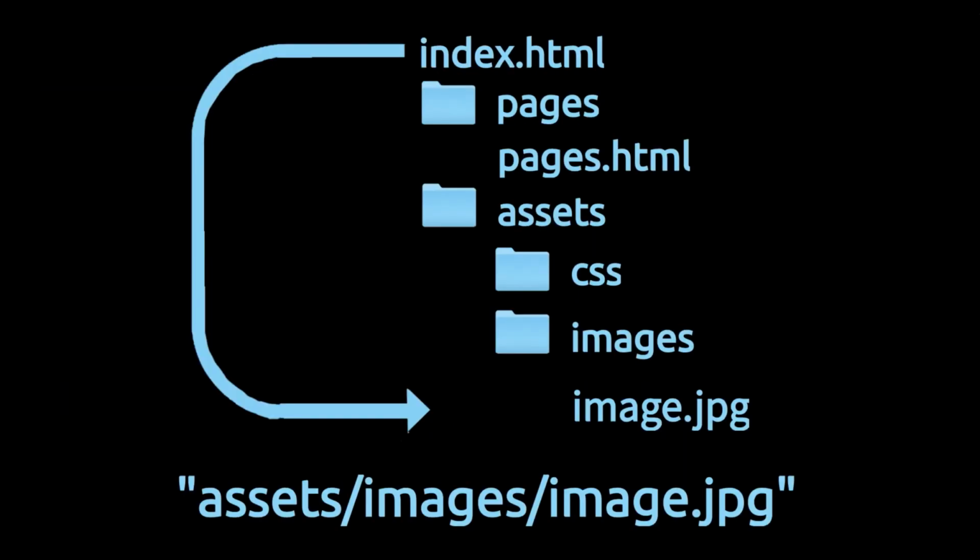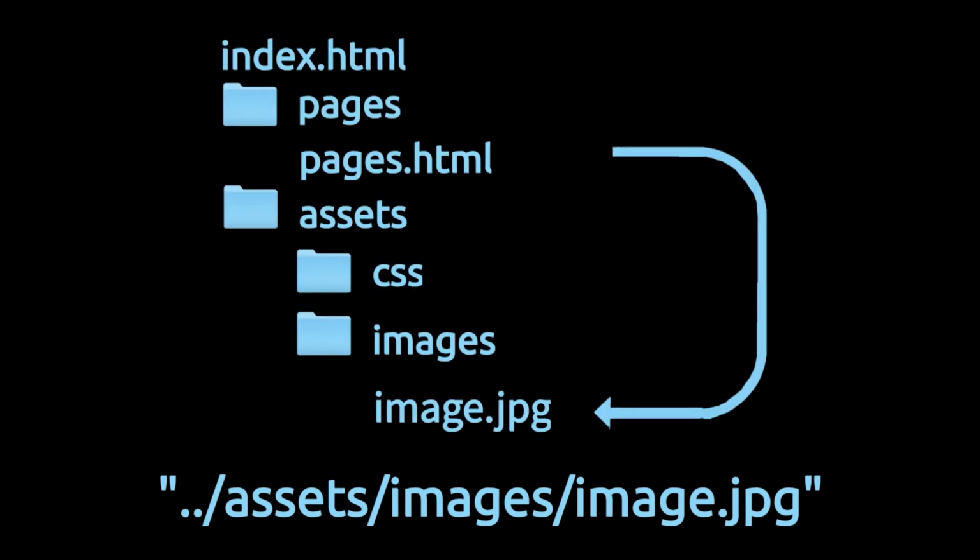So in this example, to get from the index.html page to the image.jpg file, you would write assets / images / image.jpg. But to go to the same file from the page.html file that is in the pages folder, you would write .. / assets / images / image.jpg.